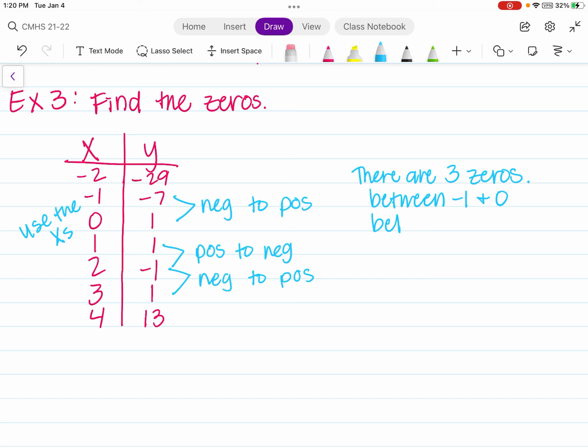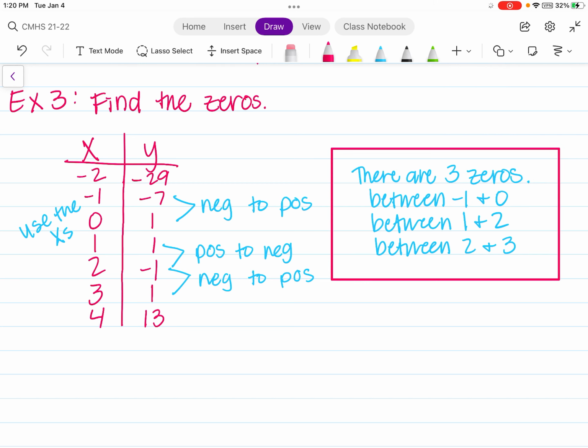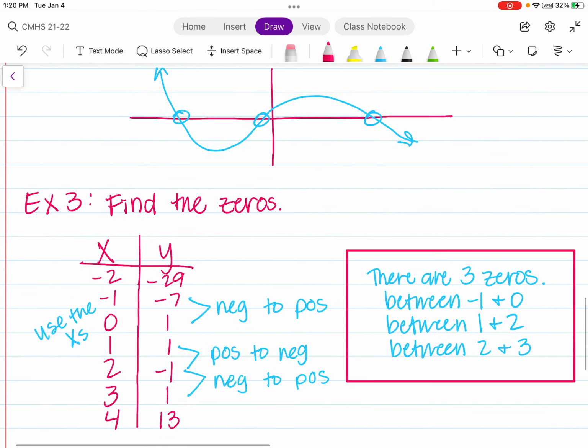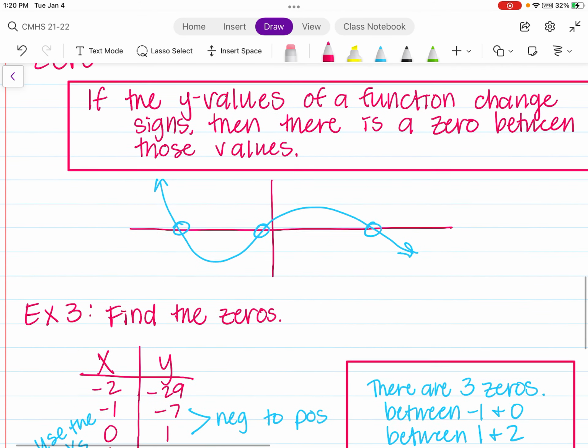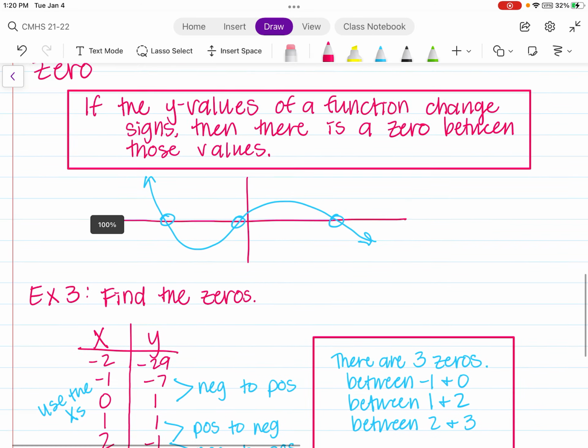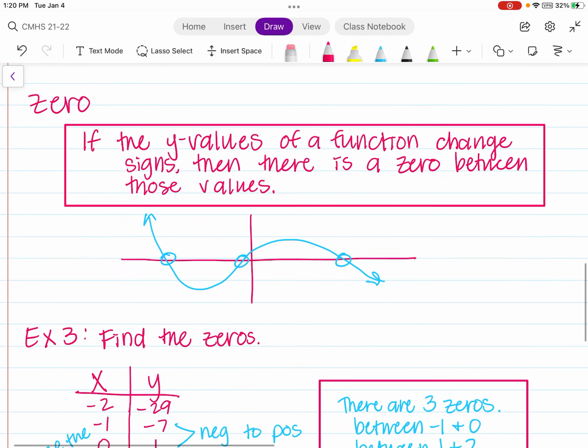The second one was between 1 and 2. And the third one was between 2 and 3, right? Alrighty, so that's done for that one. When it changes signs, then that's a 0. Like I said, it's very easy to tell on a graph, but we don't always have a graph.